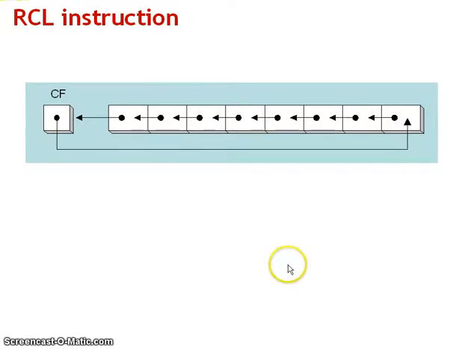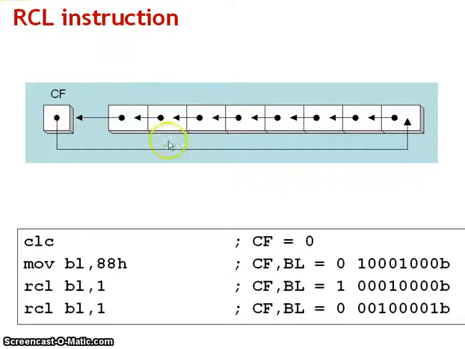There are other instructions in rotate. They are RCL instruction. In RCL, the leftmost bit goes to carry flag and the carry flag value goes to the rightmost bit position. For example, CLC, that means carry flag is cleared. MOV BL, 88H. When BL contains this value, carry flag is 0. Now RCL BL, 1. When I do this, the bits are shifted towards left. If you observe, this bit will go to carry flag and the previous carry flag goes to here.